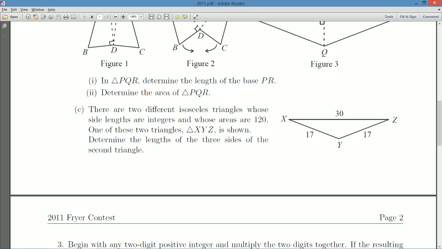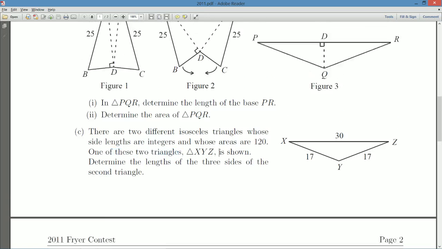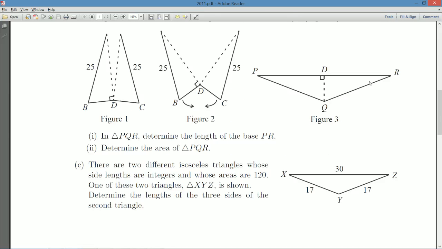So, we want side lengths integers, and we want area of 120. This is one of them. And we can't help but notice the similarity of XYZ to PQR right here. And if it's a C part, we're likely going to be using some piece of information or some technique we learned or developed ourselves in A and B.